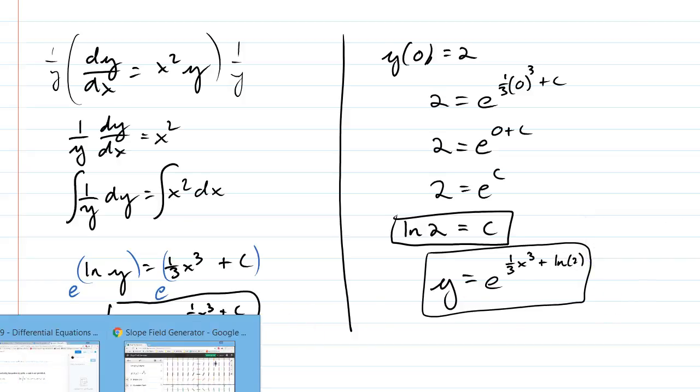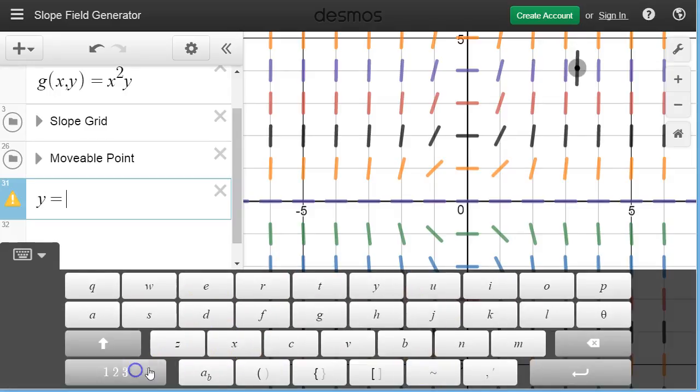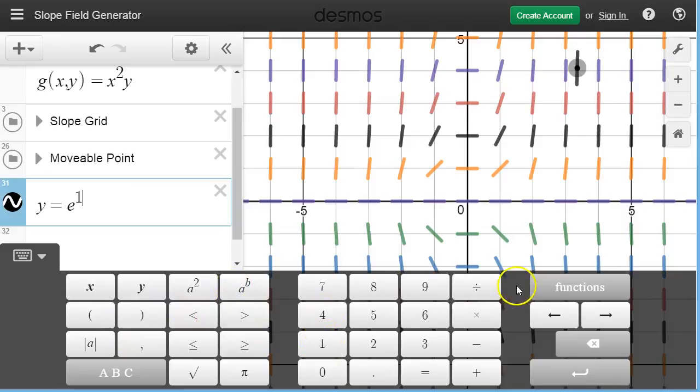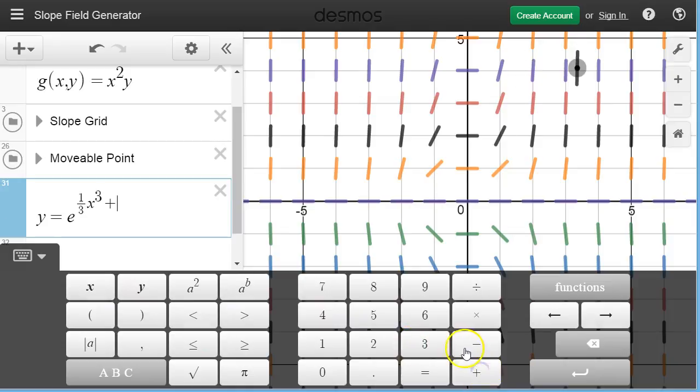Now let's go to the slope field. This crazy slope field should have a solution of y equals e to the power of 1/3 x cubed plus c. Oh, and before we even do the plus c, if c is 0, you see that this crazy graph follows the slope field perfectly. So let's do the plus c.